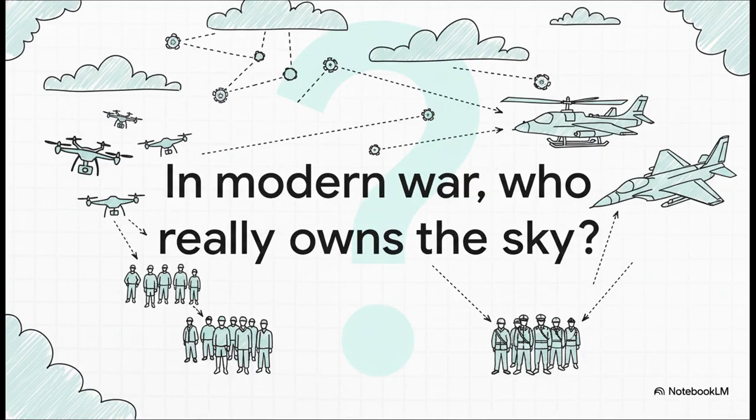Which leaves us with a really big, kind of provocative thought. If a paramilitary group with drones they bought online can go toe-to-toe with a national army's entire air force, well, that changes all the rules. And it forces us to ask a brand new and pretty urgent question. In the 21st century, who really owns the sky?